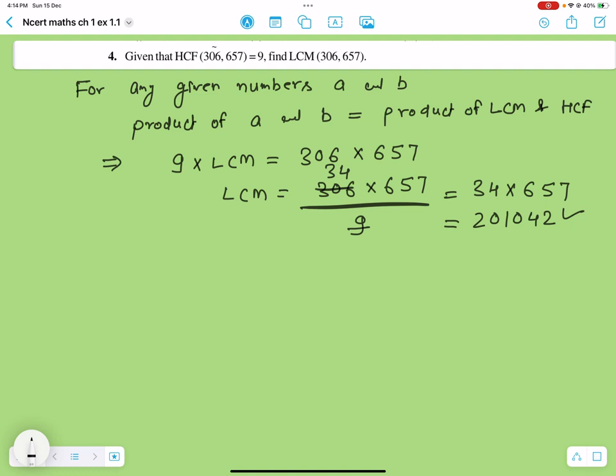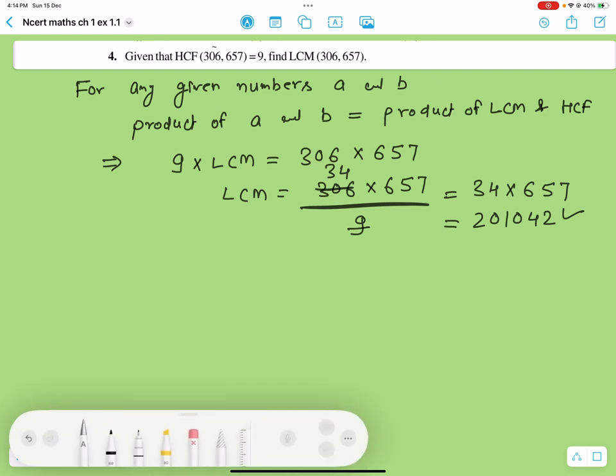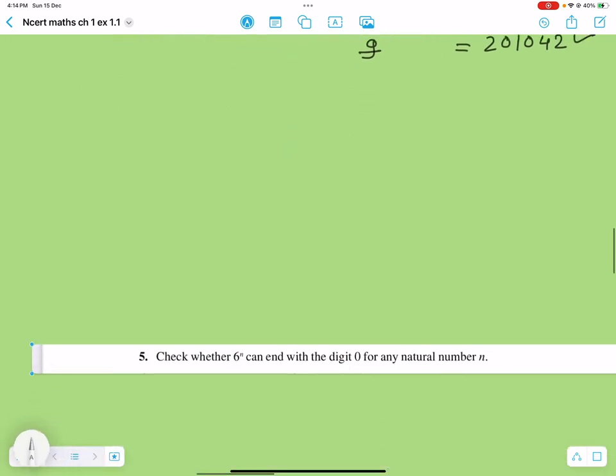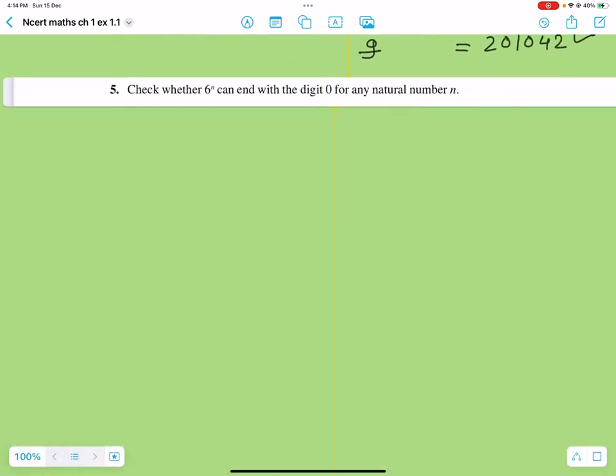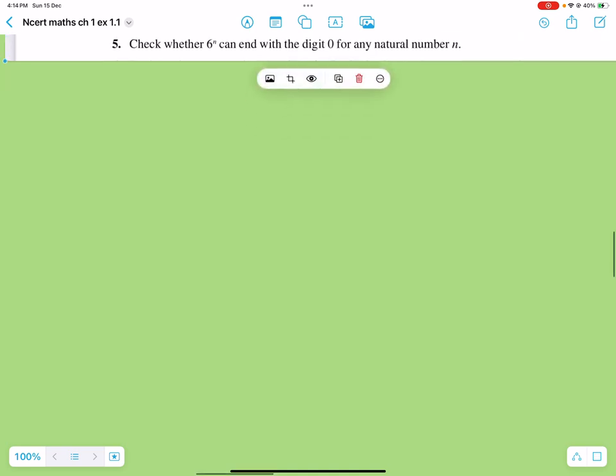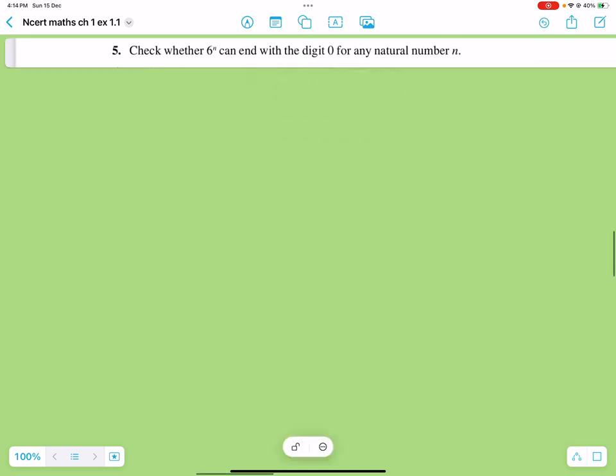Actually, questions of this exercise are not that hard. I'm sure you guys can attempt it yourself, but we can also solve them together. Cool. Now, the next question.